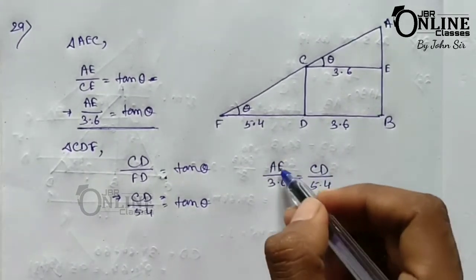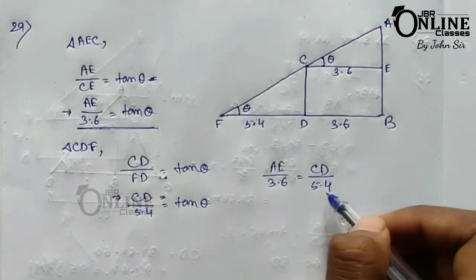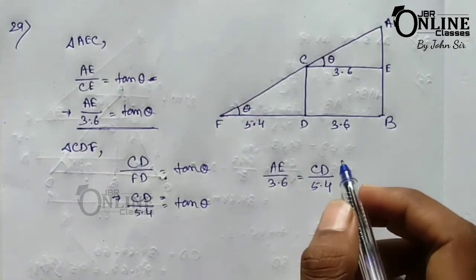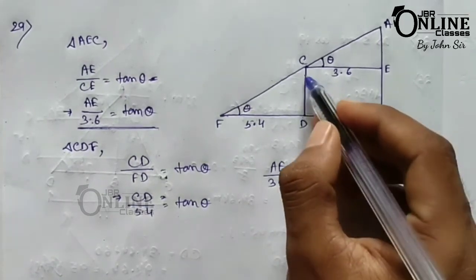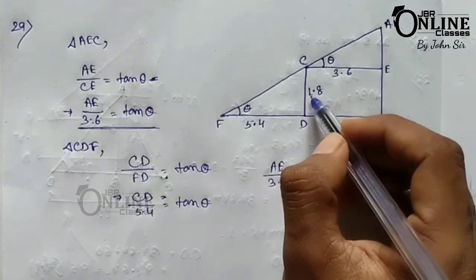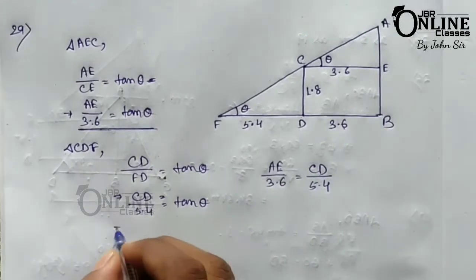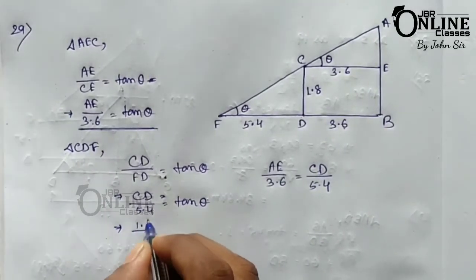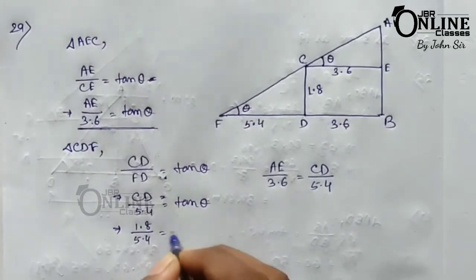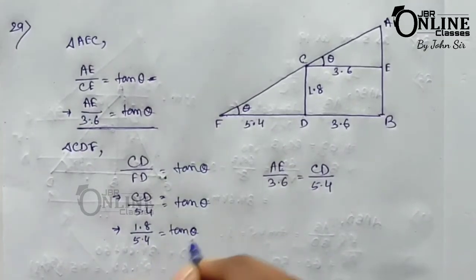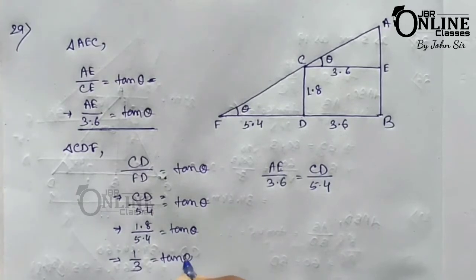Okay, so AE by 3.6 equal to CD equal to 5.4. Now here in the question, the height of the man equal to 1.8 meter, it's given. So if you put down the value of CD, that equal to 1.8 by 5.4 tan theta, so you will get that equal to 1 by 3. So 1 by 3 equal to tan theta.